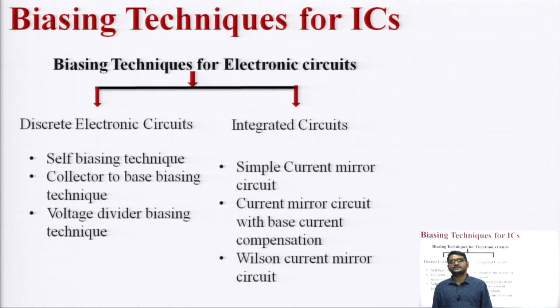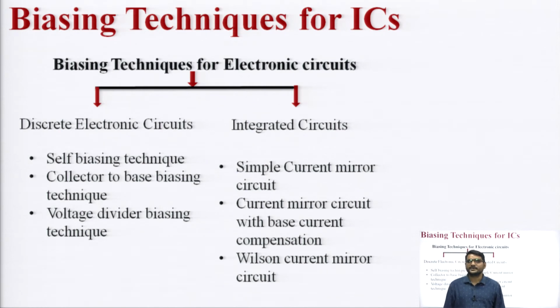They are not used in an integrated circuit, because these biasing techniques have a large value of resistance, and we know that it is very difficult to fabricate high value passive elements, that is the resistor, capacitor and inductor. Then we have another choice. How can we use biasing technique in terms of integrated circuits? For integrated circuits, the biasing techniques have some categories.